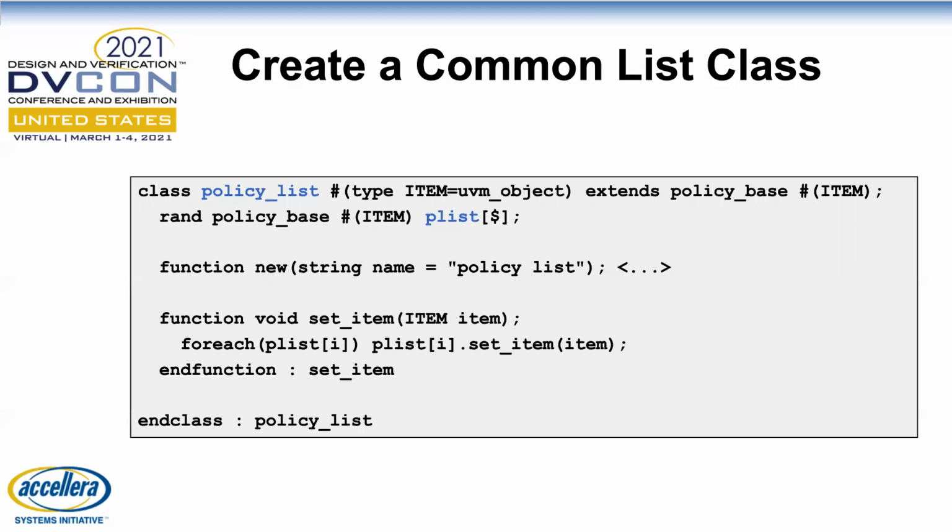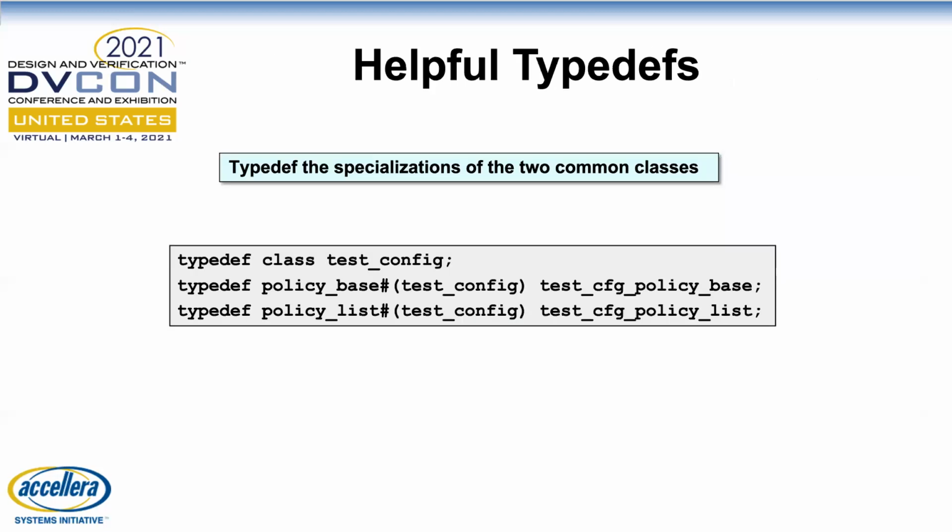Next, we create a policy list class. In common usage, we might get these base classes from a shared or common code directory or common repository. As a convenience and to save some typing, we create typedefs specifically for specializing the base classes to the object we want to apply the policies to. In this case, we are creating typedefs for our test config class policies.